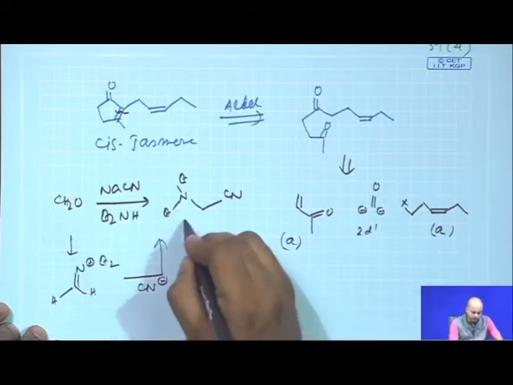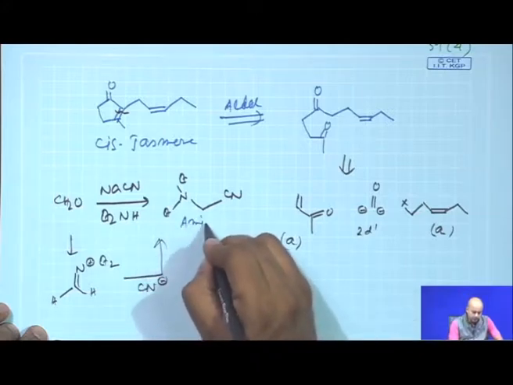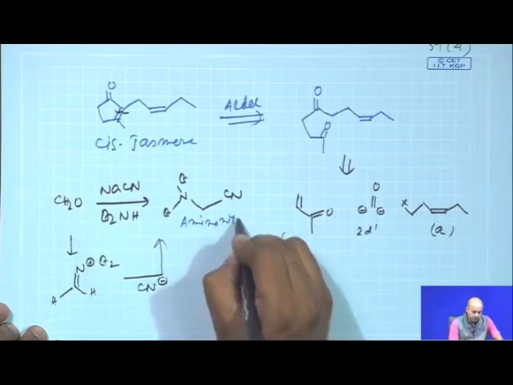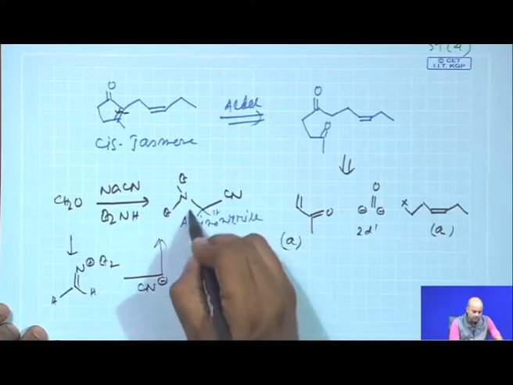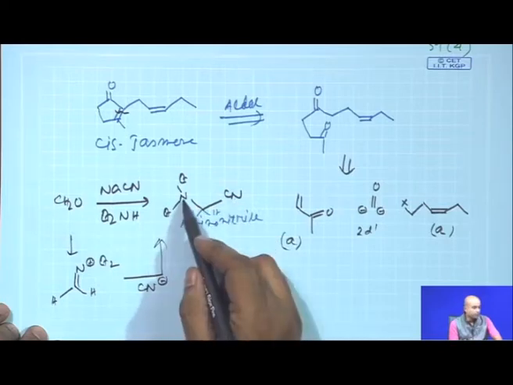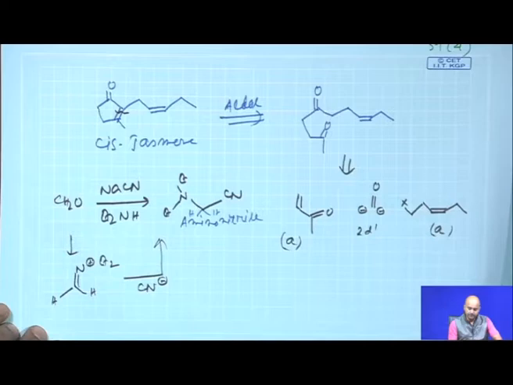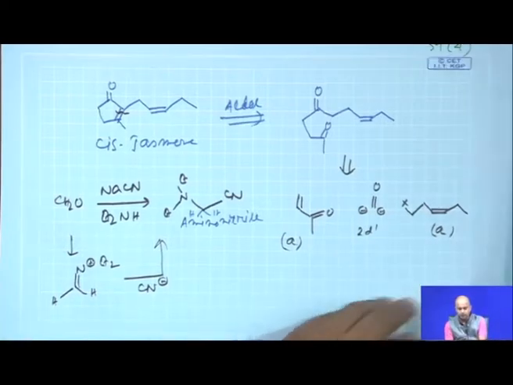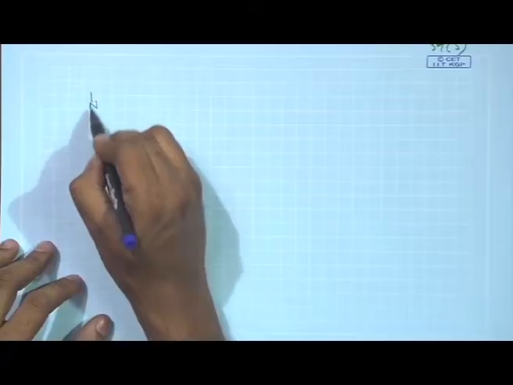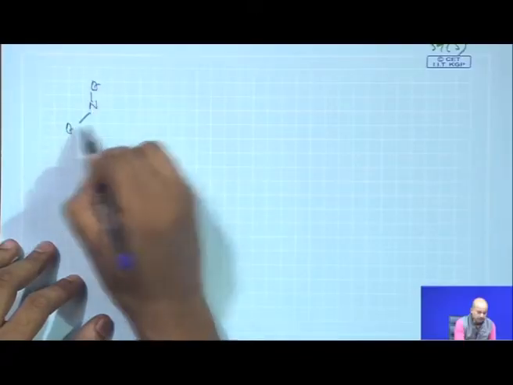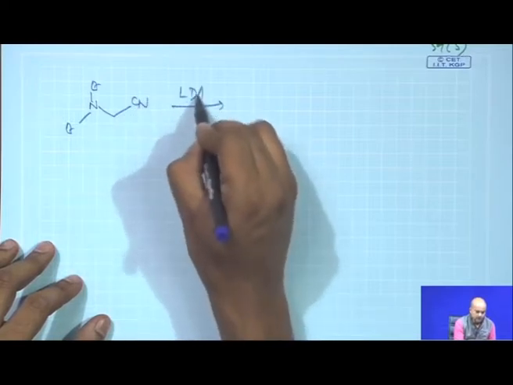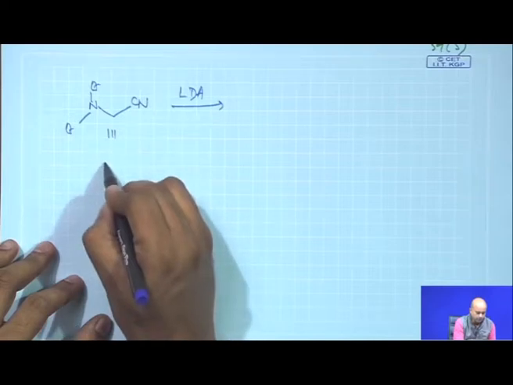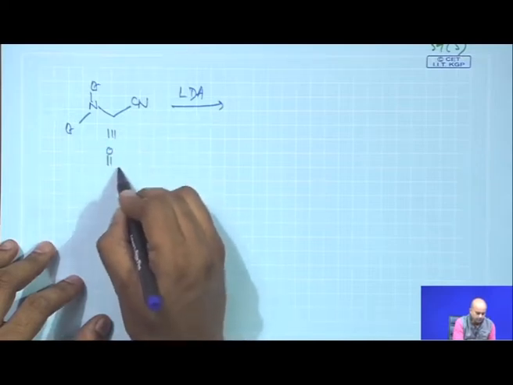Now, this aminonitrile is also acting as a d1 synthon. How? The hydrogens attached to it are extremely acidic because you have a cyano and an electron-withdrawing nitrogen-containing group. So, now we will try to visualize how this aminonitrile, NEt2CH2CN, reacts. First I am reacting with LDA. I am saying that this compound is acting as your 2d1 synthon.